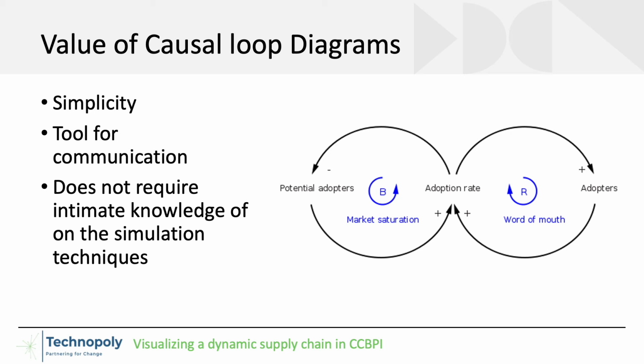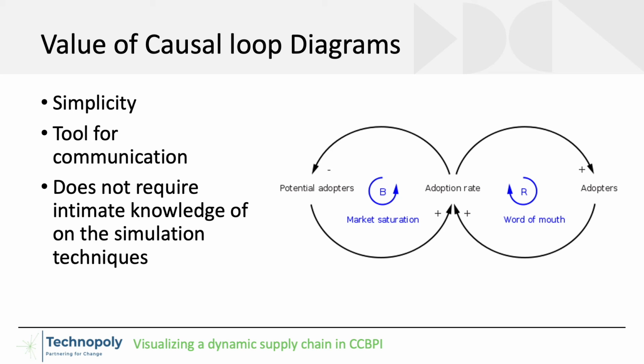So causal loop diagrams are a very simple way of transforming or converting our understanding of the system into a simple diagram. It is a very good tool for communicating to our various stakeholders, and it does not require a very deep understanding of simulation.